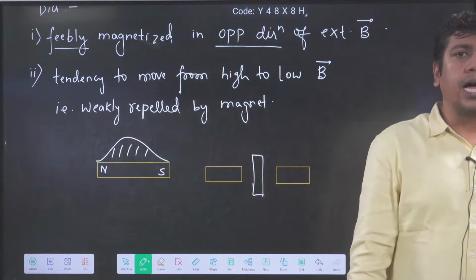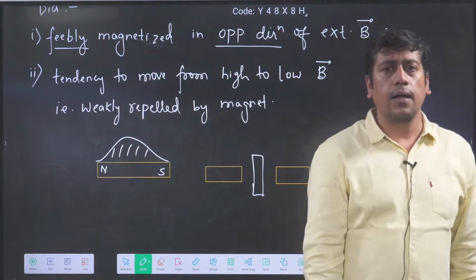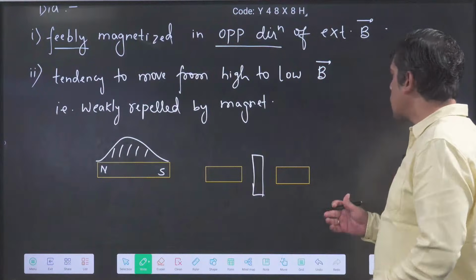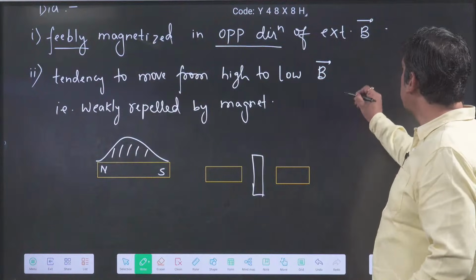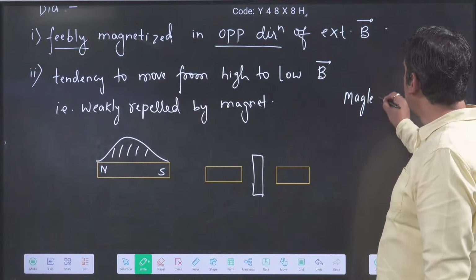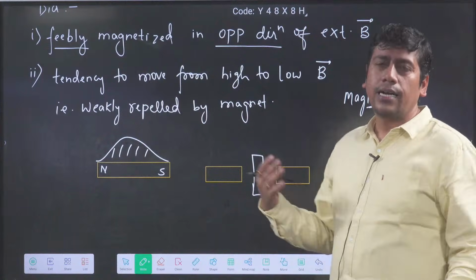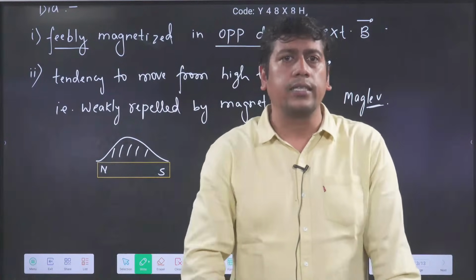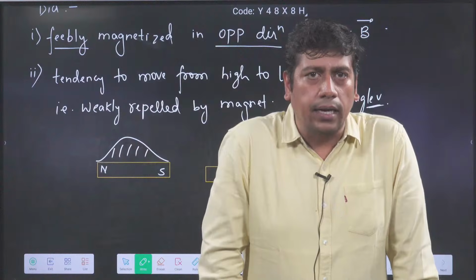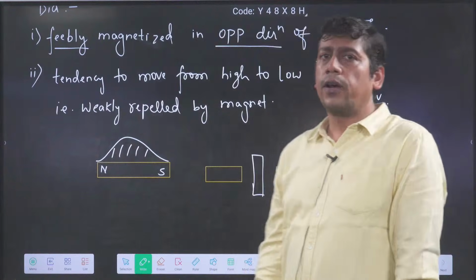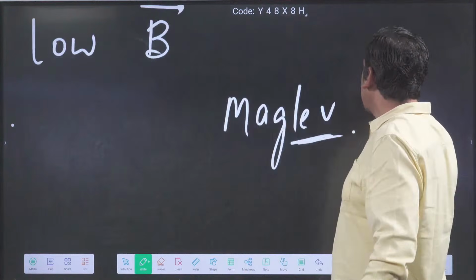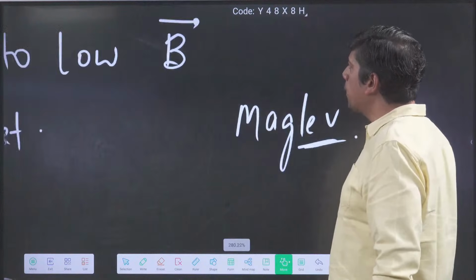These are the story of diamagnetic material. All these trains, maglev train, magnetic levitation. The diamagnetic material can show magnetic levitation because it will be repelled by the magnet. ठीक है, so all these maglev trains, these are based on the property of diamagnetism.